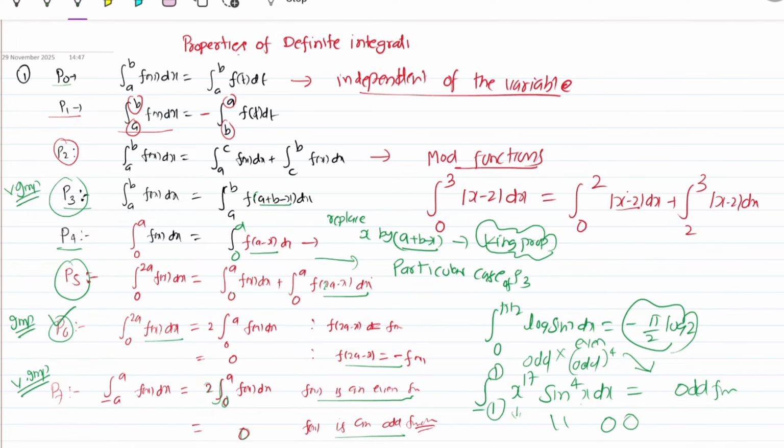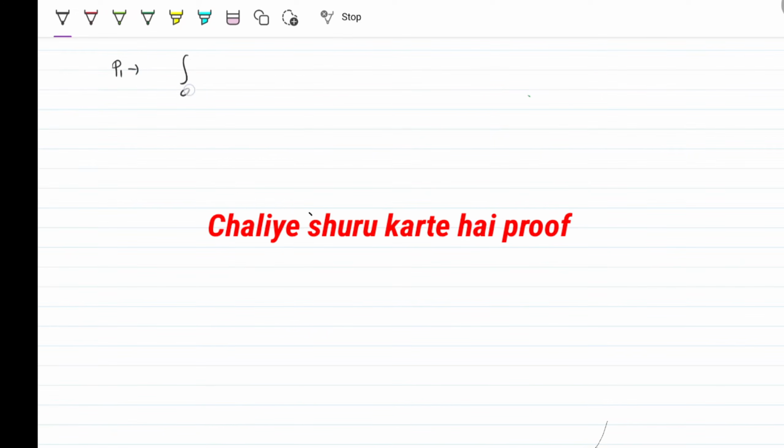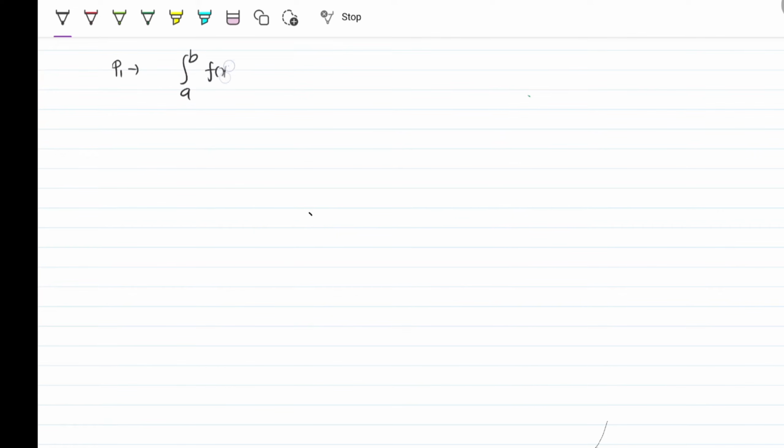That's why it is a very important property, mind it. What was the P1 property? The P1 property was integral a to b f(x) dx is the same as integral b to a f(x) dx with a minus sign. It means if you change the limits, then you have to put a negative sign in front of the integral. Okay, so prove this.